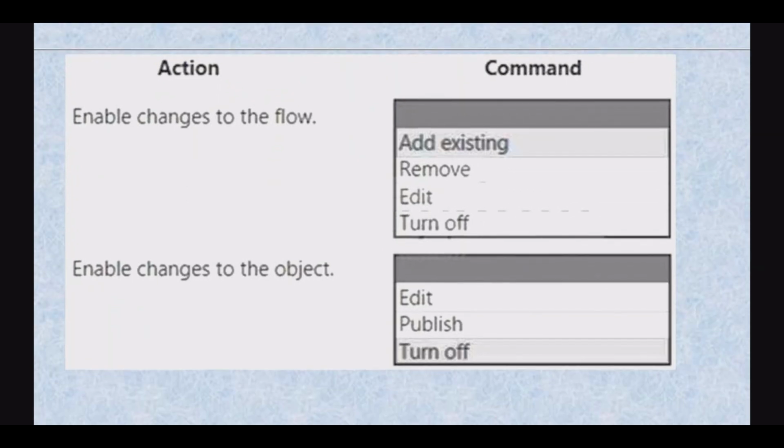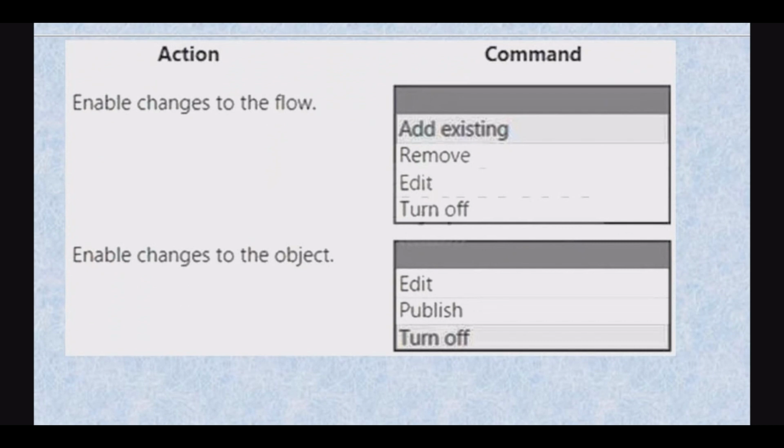This is the correct answer. To enable changes to the flow, the command should be add existing. And for the action of enabling changes to the object, the command should be turn off.